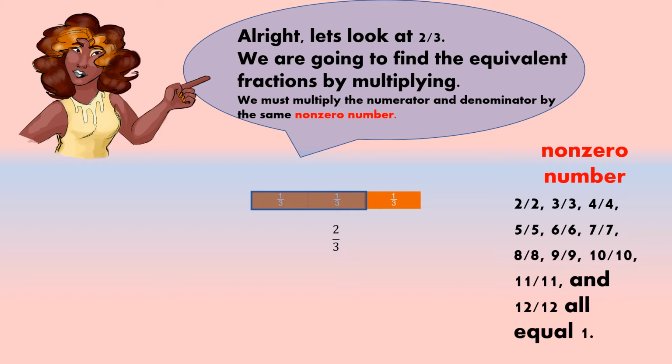If you look down at the fraction bar, we have a representation of 2/3. There are 3 total sections, and 2 of the sections are shaded in. That is why it is called 2/3.